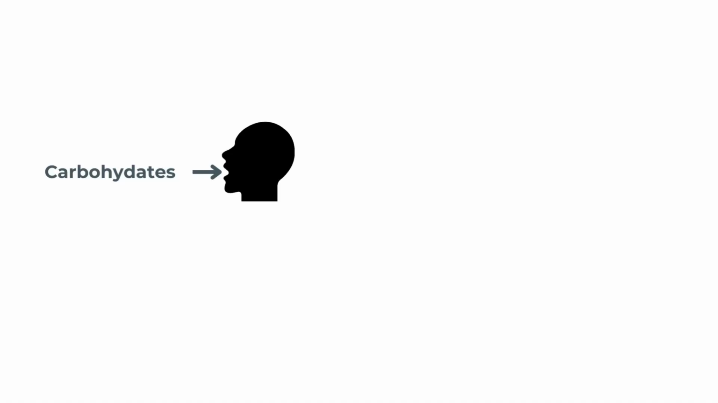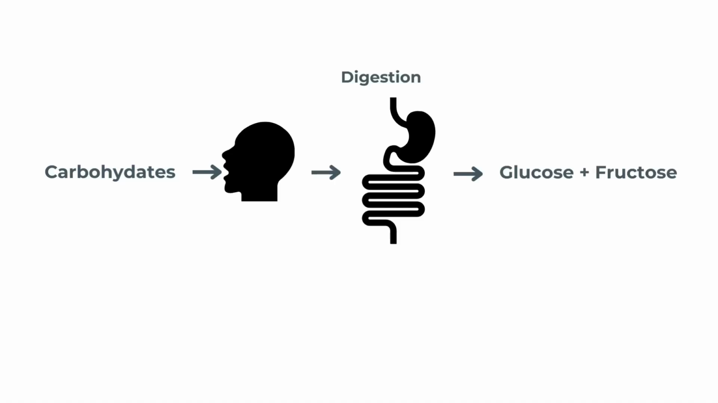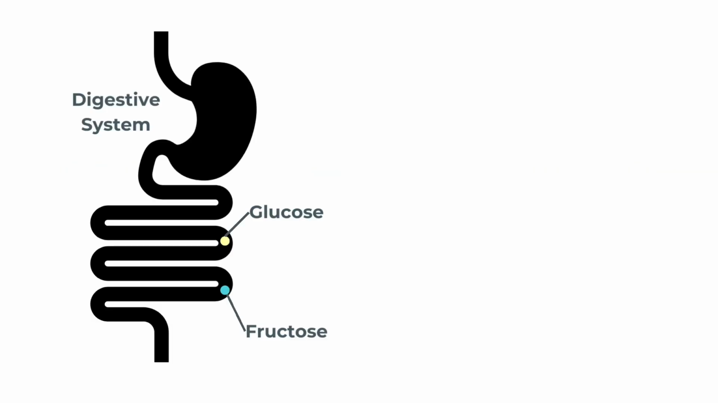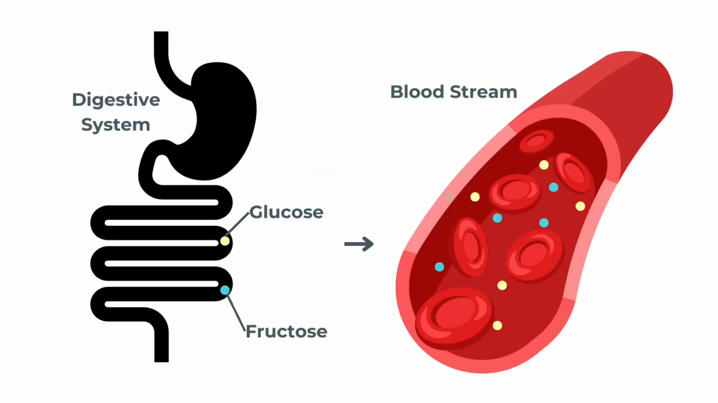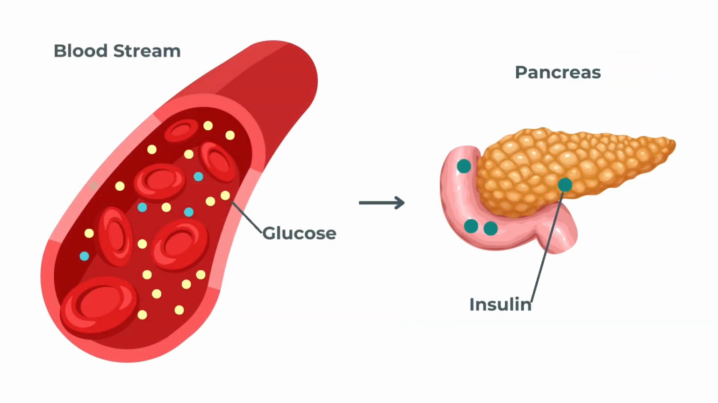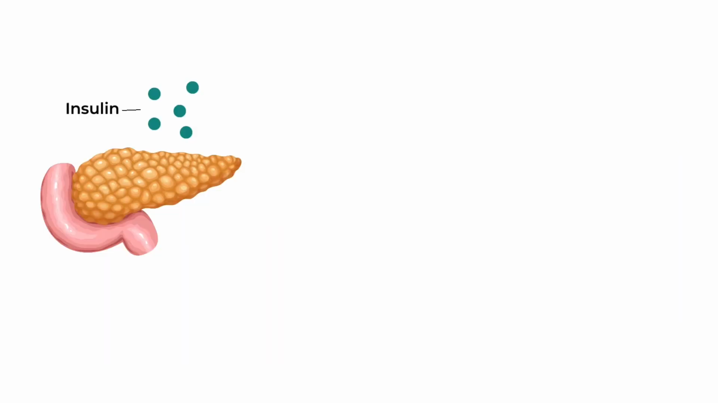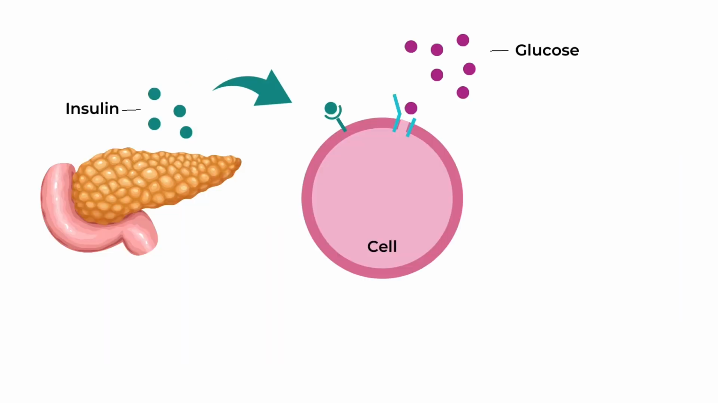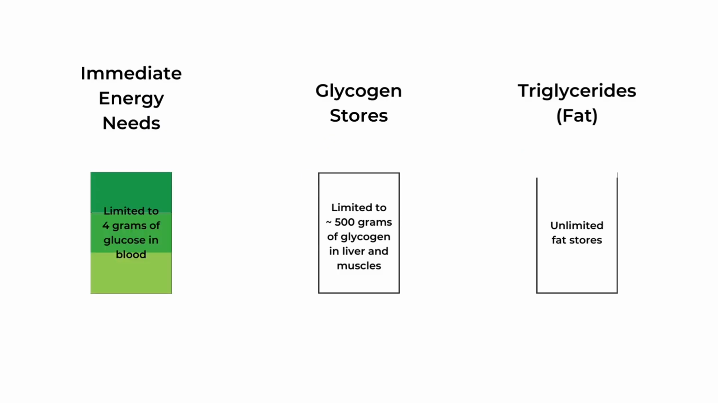When you eat carbohydrates, your body breaks them down into glucose and fructose, the two main sugar molecules in your food. These sugars are absorbed from your digestive system into your blood. The increase in blood glucose levels from your meal stimulates the pancreas to release insulin. Insulin helps shuttle glucose into your cells for energy production. When your immediate energy needs are met, insulin tells the liver to convert the extra glucose into glycogen, which is the storage form of glucose. The body only has a limited capacity to store glycogen.